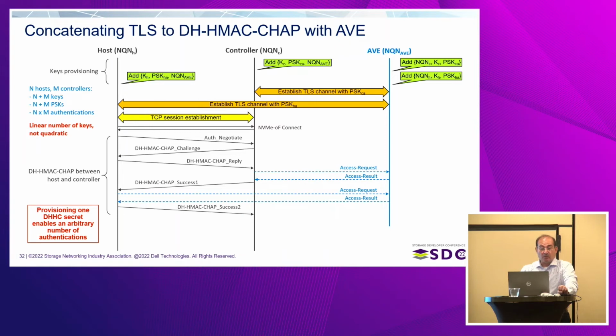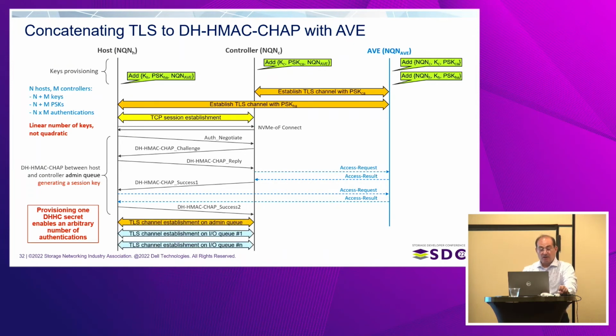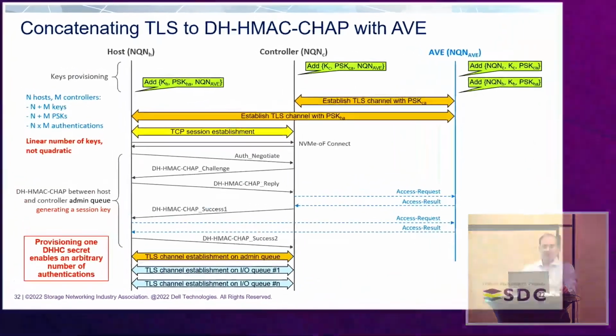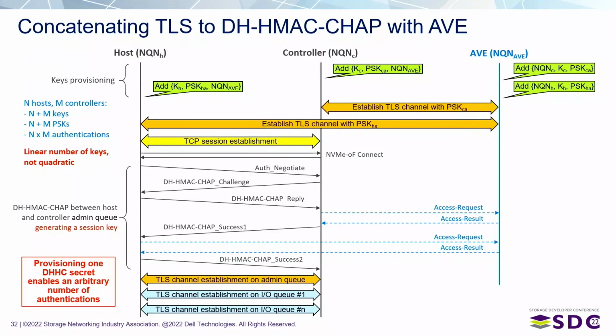This becomes even more powerful when I concatenate TLS to these things. Because what it means is that during this DH-HMAC-CHAP transaction, a session key is now generated between this host and controller. This session key enables transforming the admin queue from simple TCP to TLS and establishing all IO queues directly in TLS. And so in this way, with one DH-HMAC-CHAP secret, I'm able to support an arbitrary number of TLS channels on my fabric.